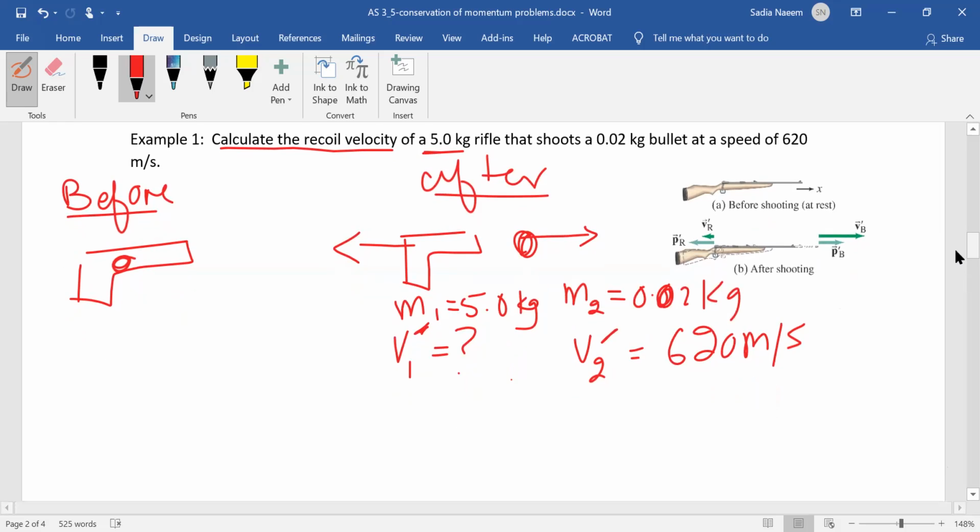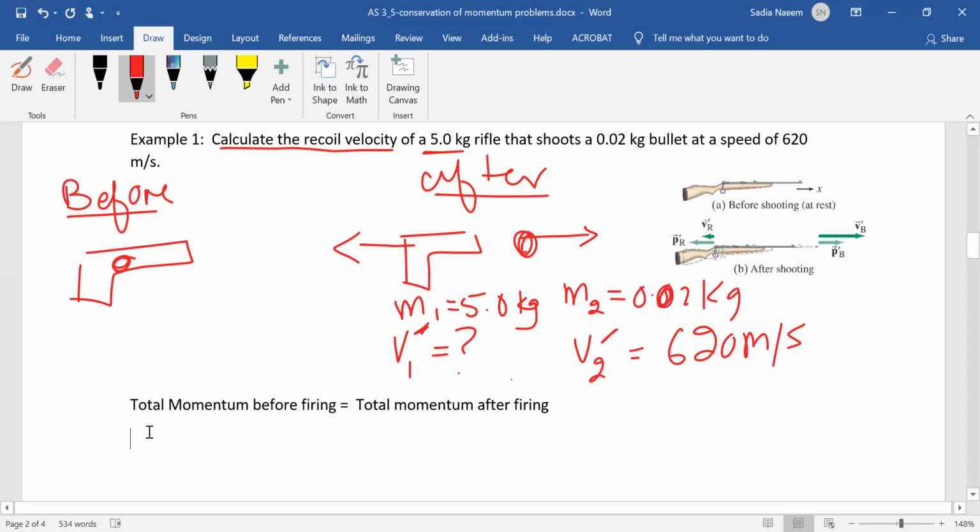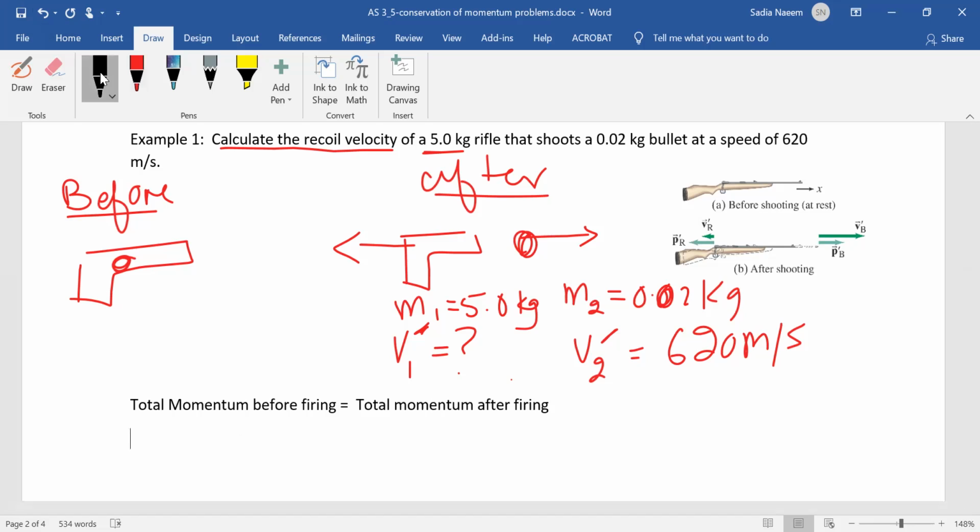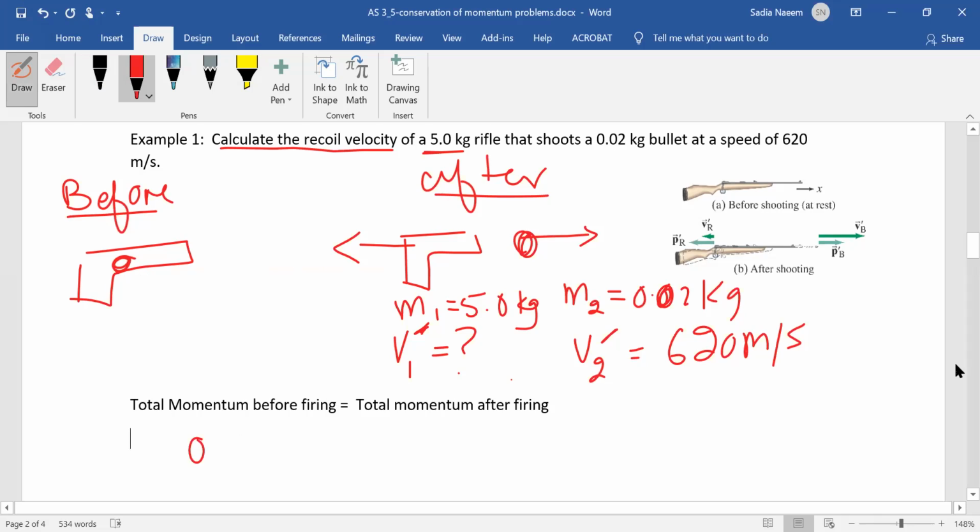So the law of conservation of momentum tells us this. The basic statement is that the total momentum before the process, in this case before firing, equals the total momentum after firing. Now set up your equation. Before firing, what's the momentum? Anyone? Here's the rifle, the bullet. They're both just chilling, not going anywhere. Huh? 0. Yep. So 0.